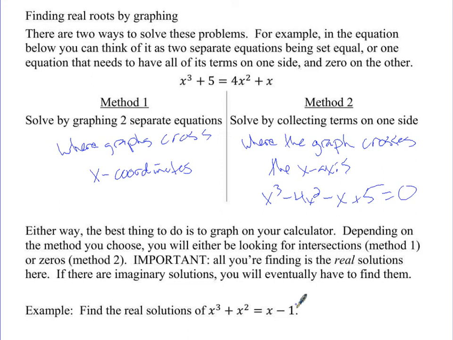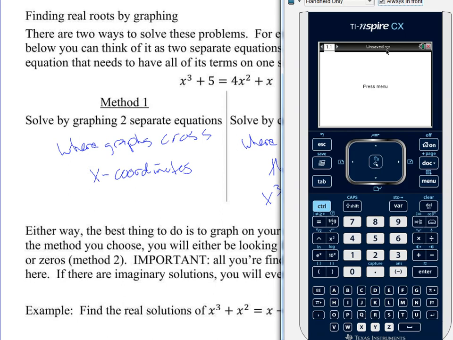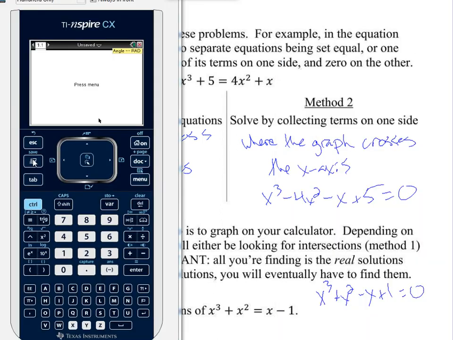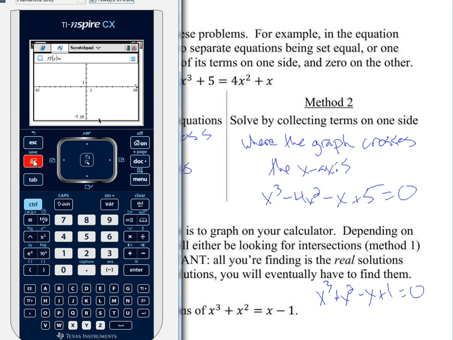So let's move everything to one side. We have x to the third plus x squared minus x plus 1 equals 0. And we're going to graph it. And we're going to find where the graph crosses the x-axis. So that means we need to type all that stuff into our calculators. Yeah, but first you got to type it all in. So x to the third plus x squared minus x plus 1.